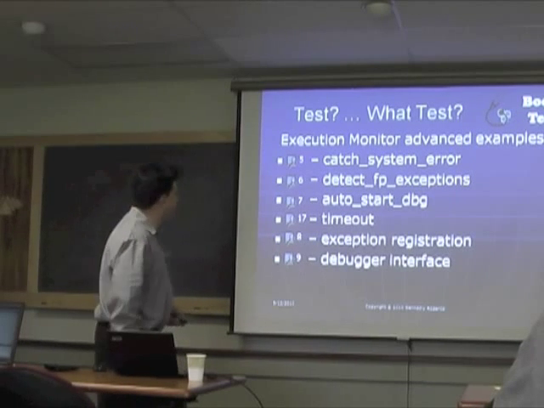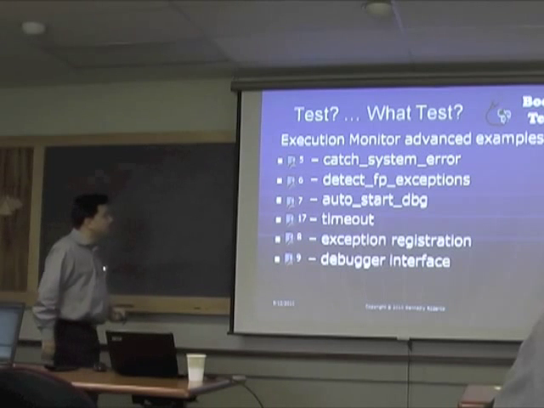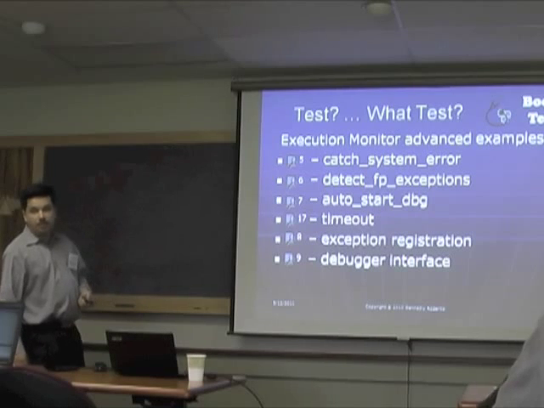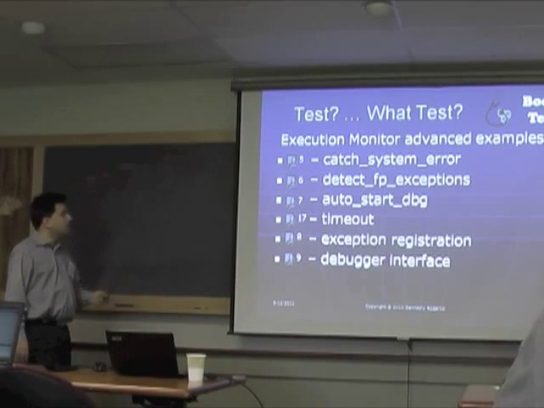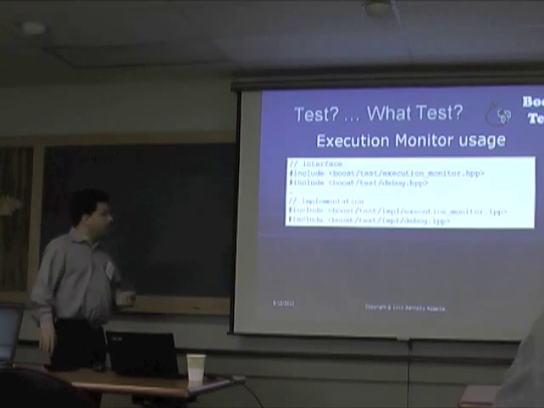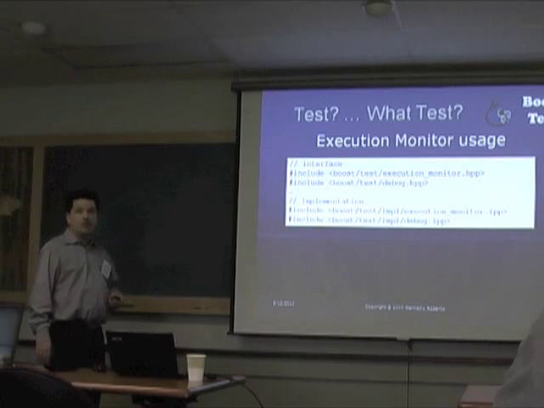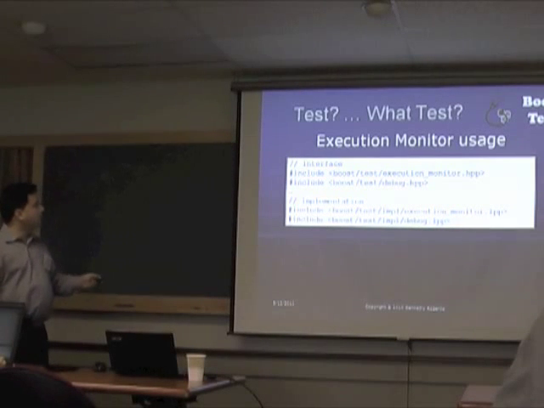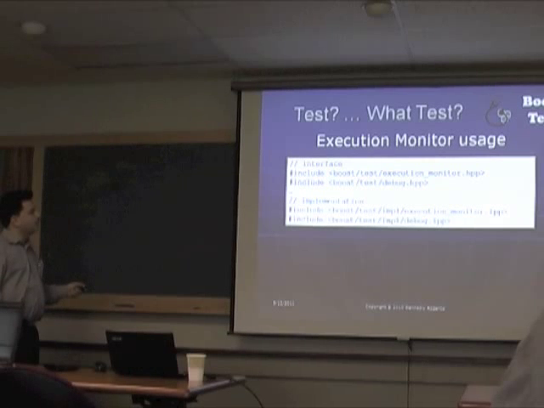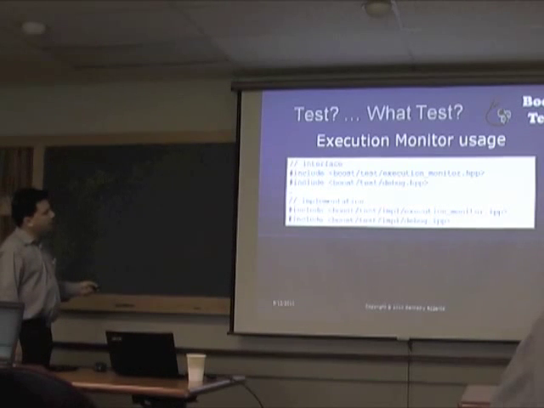So we've covered the example for execution monitors. There's something more you can play with if you want. This is mostly the possible usage scenarios, how you apply it in your code. Usually it requires one or two headers, the execution monitor header. Definitely one is always needed. If you want the debugger interfaces, you include this header. And the implementation is in two IPP files, here and here.